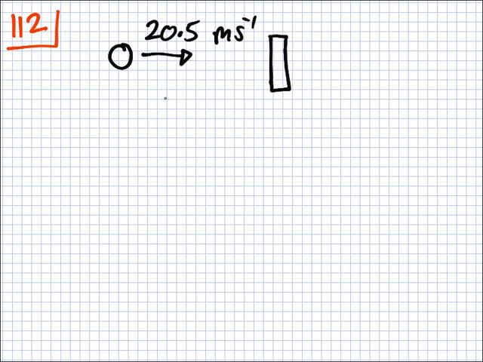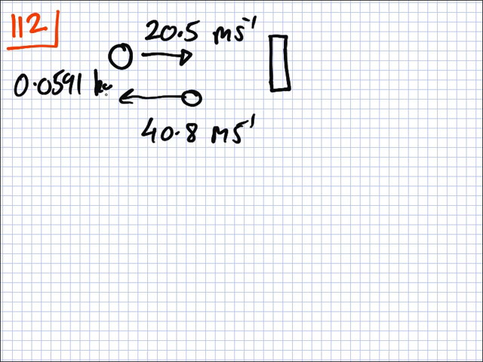Okay. Right. So, Marwan, do you mind reading the question to me? The tennis ball traveling in a horizontal direction with a velocity of 20.5 meters per second is hit back in the opposite direction at the speed of 40.8 meters per second. The ball has a mass of 0.0591 kilograms. Determine the change in momentum of the ball.